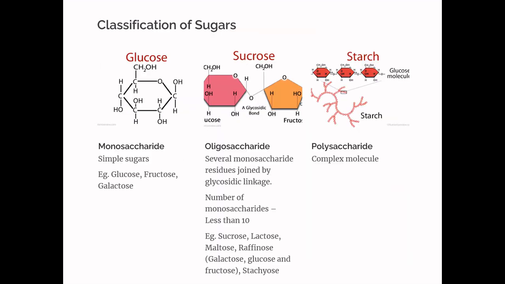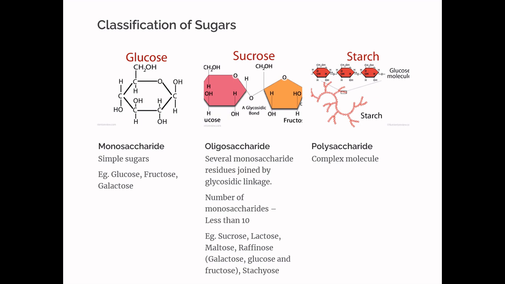Classification of sugars is also based on the total number of sugar molecules that they carry. Monosaccharides are simple sugars which carry a single unit of carbohydrate. Examples are glucose, fructose, and galactose. Oligosaccharides contain several monosaccharide residues which are linked by glycosidic linkage.